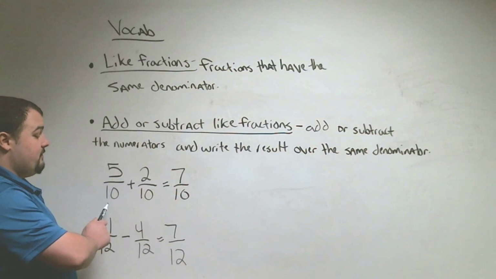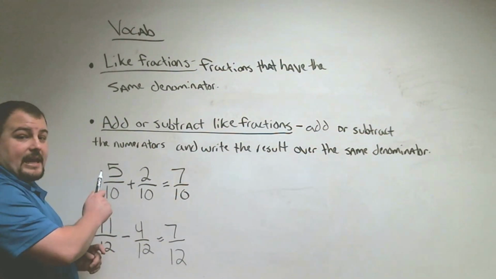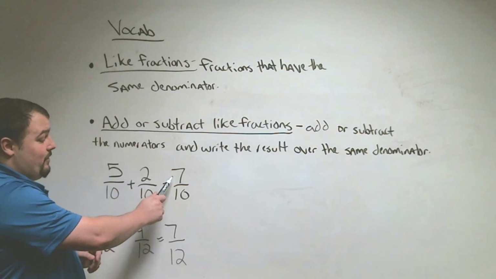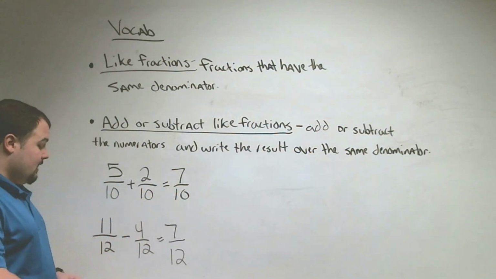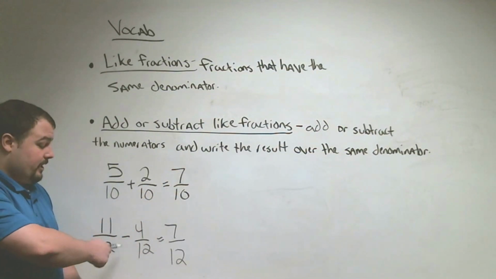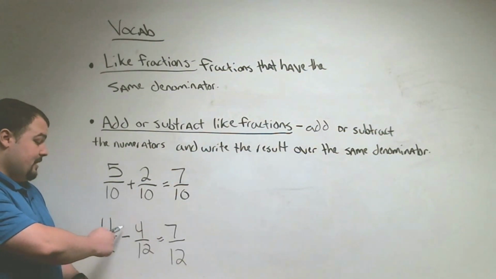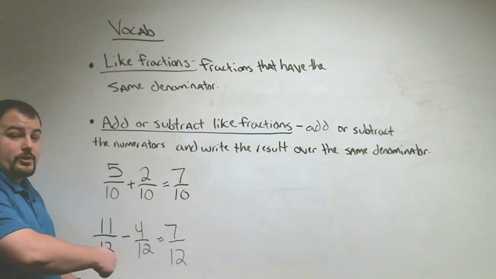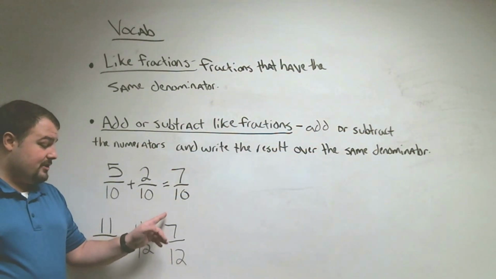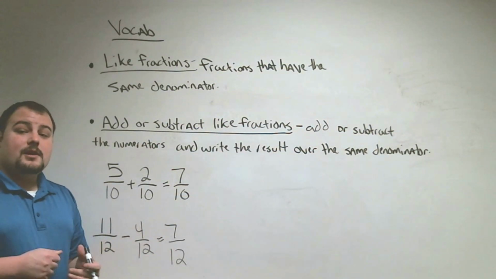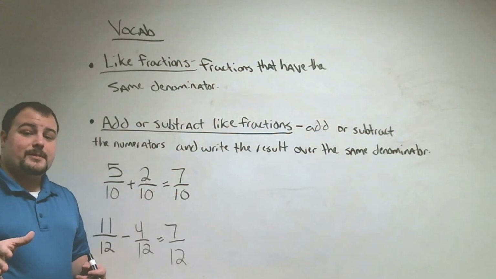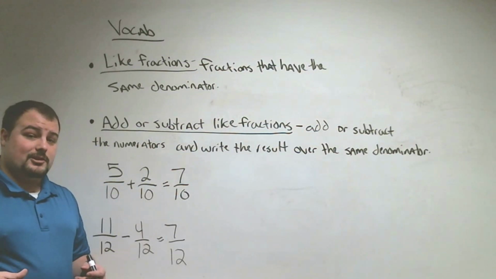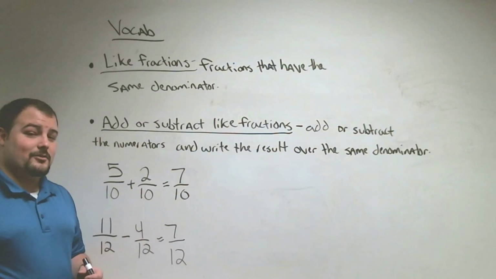So, if I had 5 tenths plus 2 tenths, I add 5 and 2 and I get 7. Well, the denominator was 10, so it's 7 over 10. If I had 11 twelfths minus 4 twelfths, 11 minus 4, that's 7, and both of these were over 12, so my answer is 7 out of 12. And that's how we add and subtract like fractions. So let's look at some examples and see if we can do this on our own. I believe that you guys can do this.